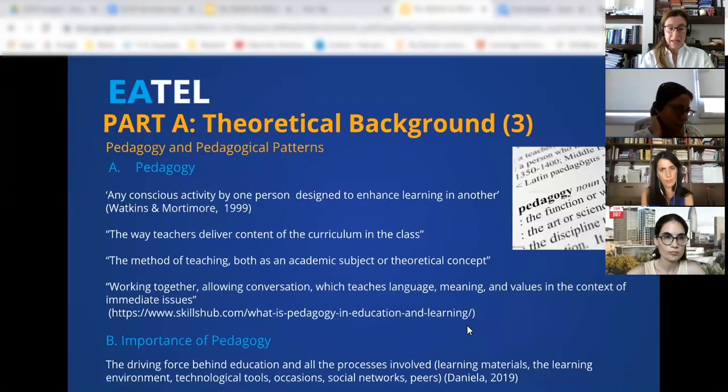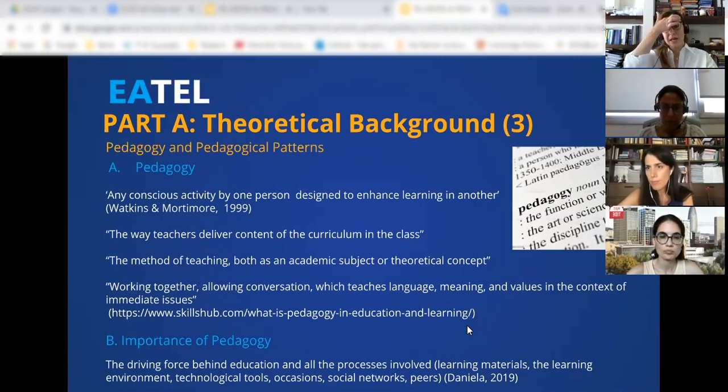The next slide concentrates basically on pedagogy and specifically on pedagogical patterns, as we will see later on. So we have talked about learning theories and certain pedagogical approaches or methods that derive from these theories, and discussion will now turn to pedagogy.